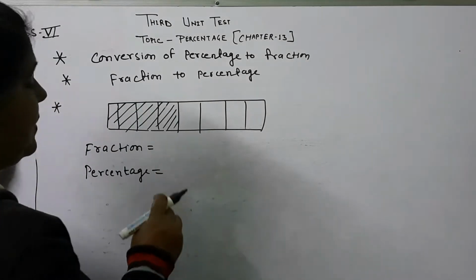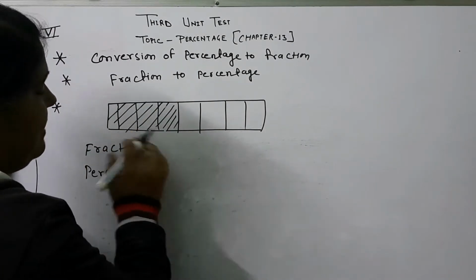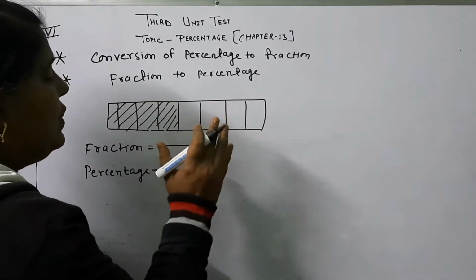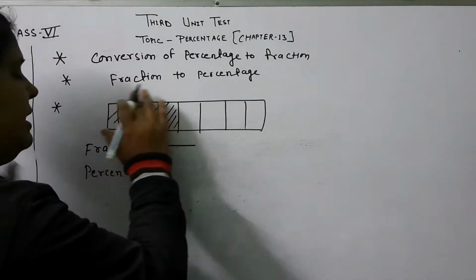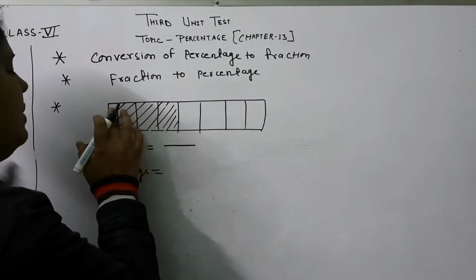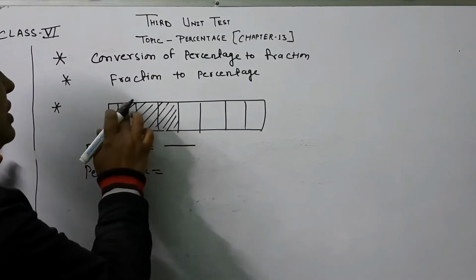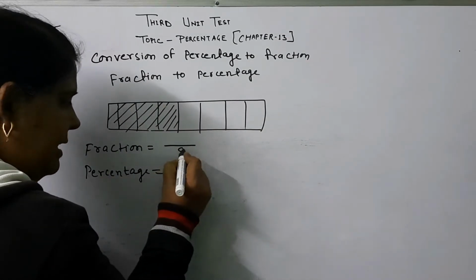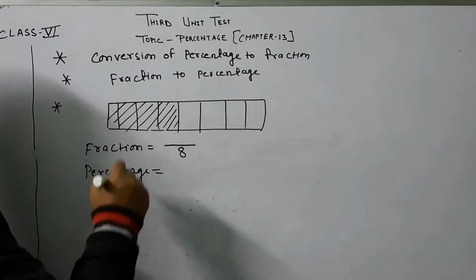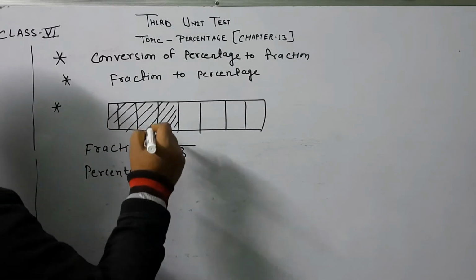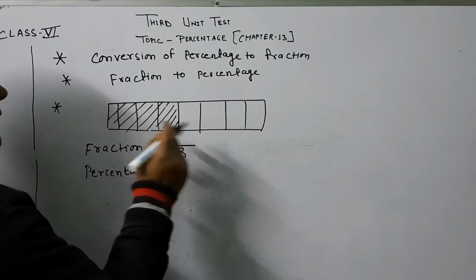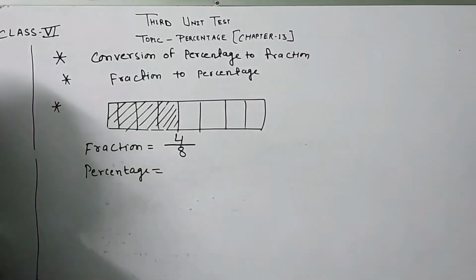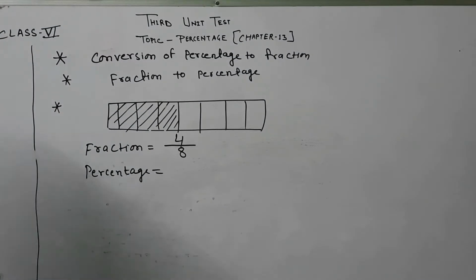What I told during writing time: in the fraction, as the denominator you have to write the total number of boxes. Count the total number and write it down: 1, 2, 3, 4, 5, 6, 7, 8. So write 8 in the bottom. And the shaded parts you write on top as the numerator: 1, 2, 3, 4. So 4 parts are shaded, out of 8.